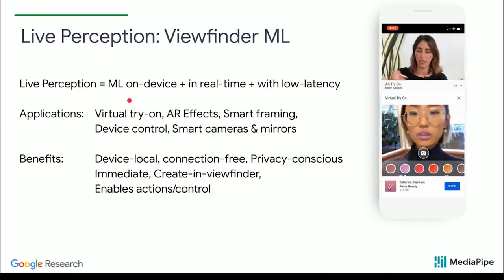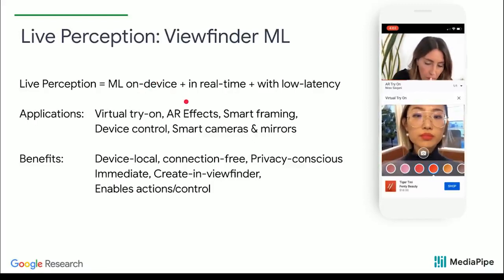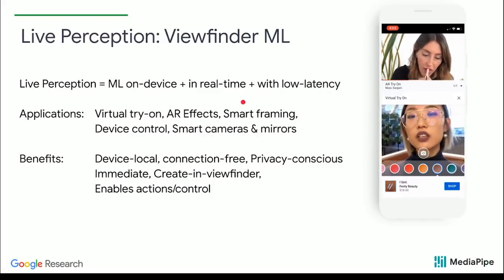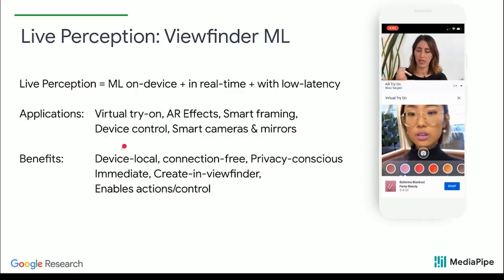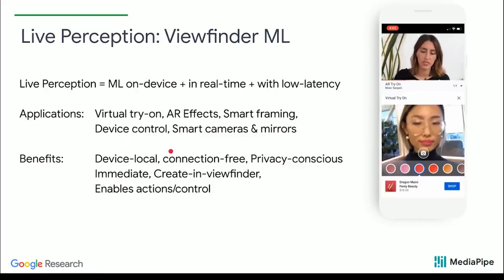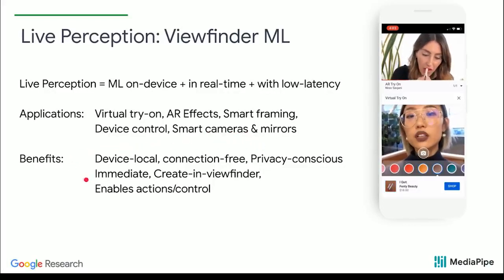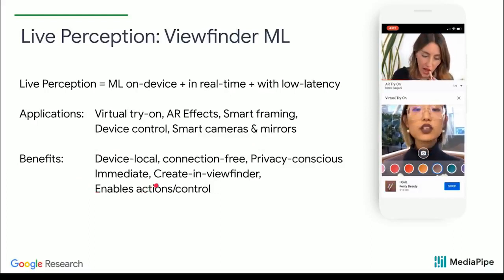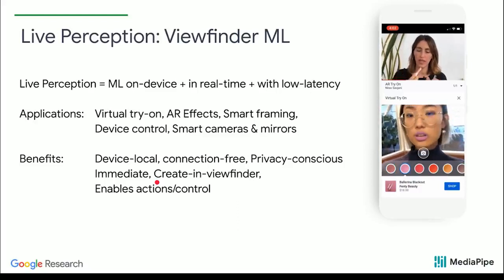For example, virtual makeup and AR glass try-on, self-expression effects like those present in Duo and Snapchat, and smart framing solutions like you can find on the Portal or Nest devices. There are clear benefits of live perception because all computation happens on device with no connection to the internet. We're also not sending any data up to servers, making our solutions inherently privacy conscious. And because results in the viewfinder are immediate, it enables use cases like creating in the viewfinder as you've seen in YouTube or in TikTok.